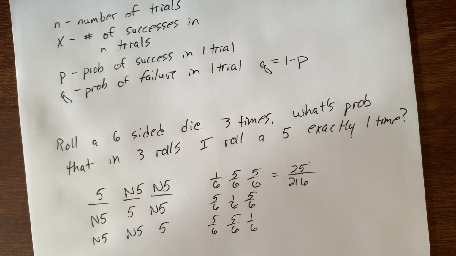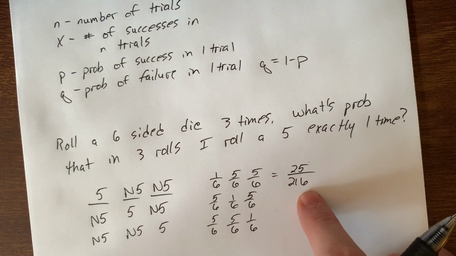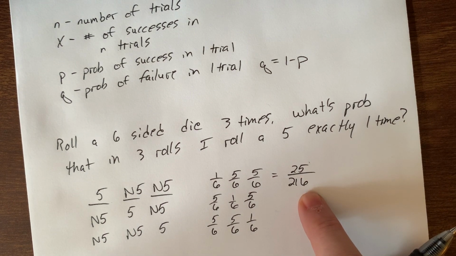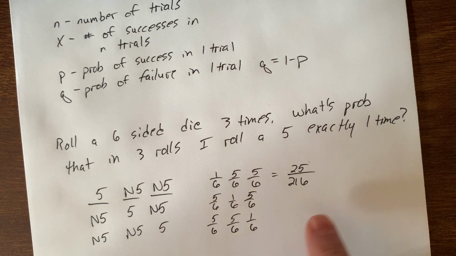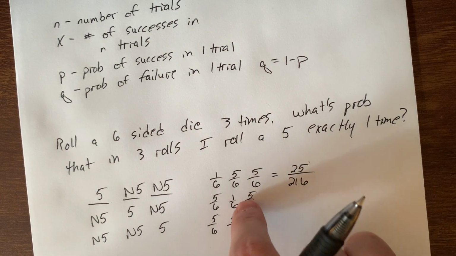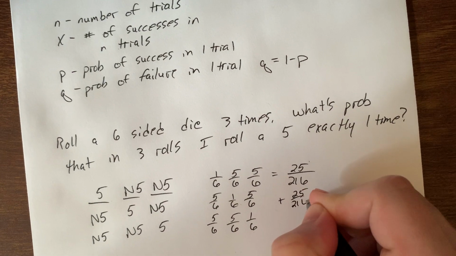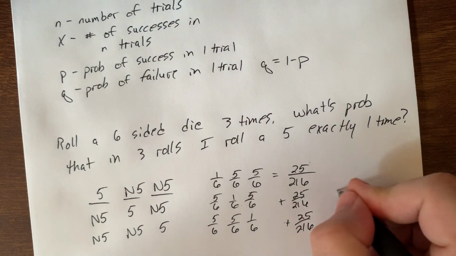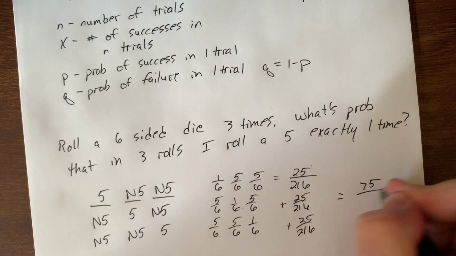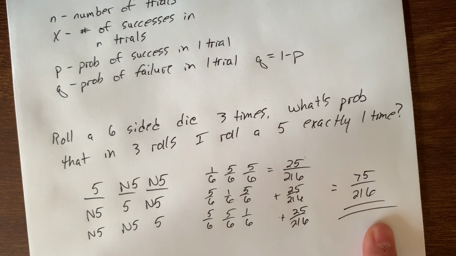But notice what happened. Every single one of these satisfies rolling exactly one 5, and every single one of these has the exact same probability. Each of these satisfies. There is no overlap here, so we don't have to worry about intersection. So I would add this probability for each one of these. So I'd get this plus 25 over 216 plus 25 over 216. They already have a matching common denominator, so I end up getting 75 over 216 as the final probability.